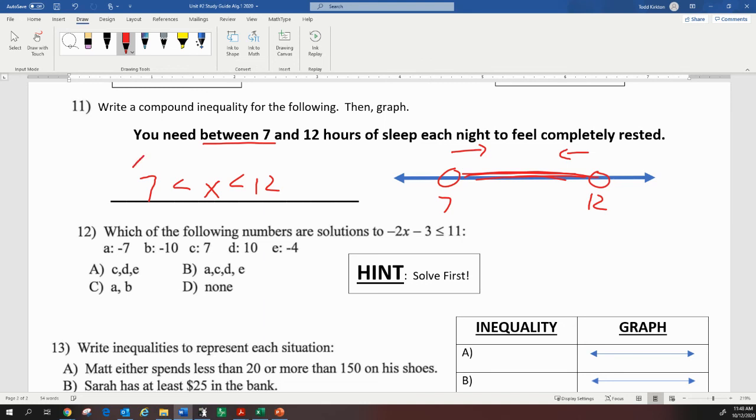Or you could write it as 2. X is greater than 7 and x is less than 12. Just like when you separate those two things out. Just a quick reminder, when you have one like this where it says which of the following are solutions, solve it first. Get it down into an inequality and graph it. Solve it first.